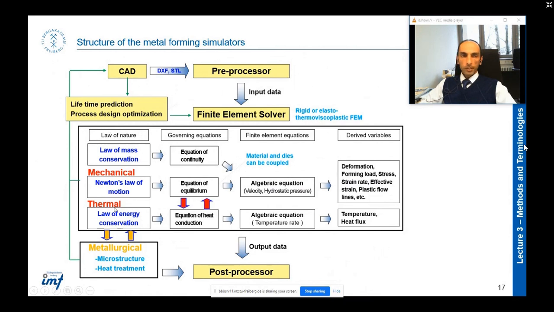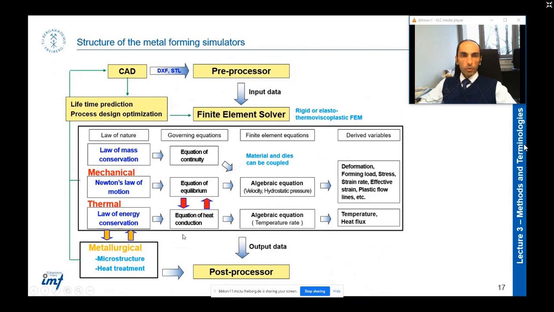What goes on in finite element solvers you can see in this box, very abstract. Basically we have three laws of conservation: law of mass conservation, Newton's law of motion, and law of energy conservation for the thermal part, for the mechanical part, and for the deformation. You know that we should stick to the law of mass conservation. Fulfilling these equations is very important, and it influences the accuracy of your calculation and your simulations.